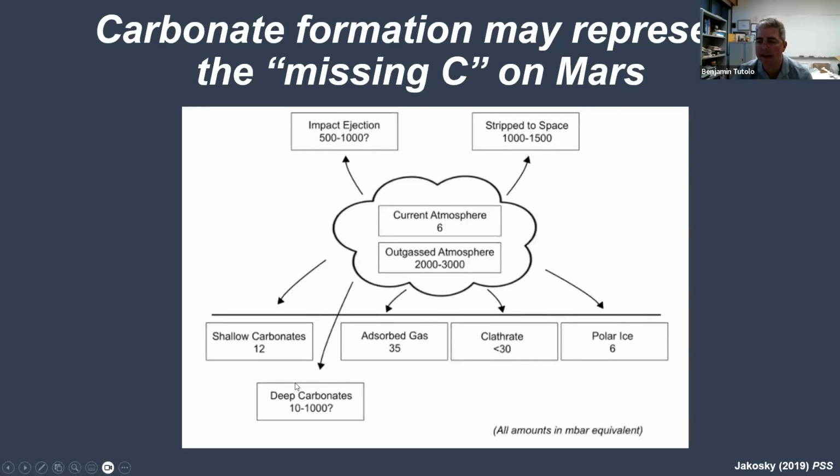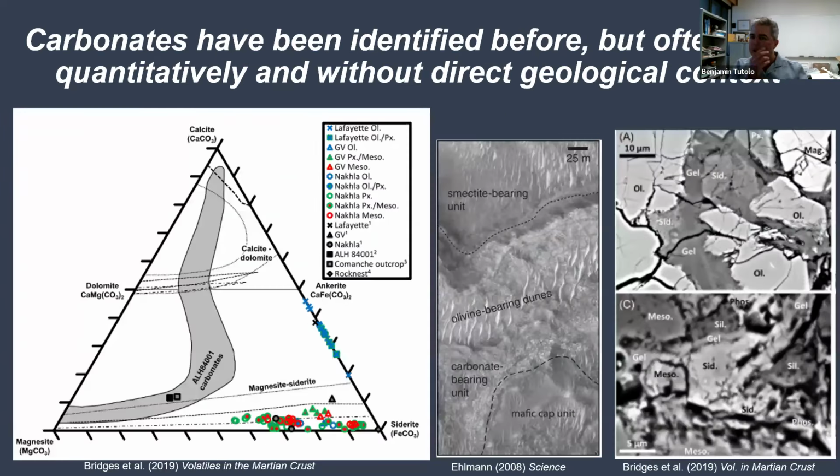Deep carbonates, this is hypothesized to exist in the deeper parts of the basaltic subsurface. And then these other ones, absorbed gas, clathrates, and polarize. I think the big thing here is that there's a large question mark on this carbonate. So how much carbonate has actually been formed, and how much of that can account for the initial CO2 endowment of Mars? And that's what we're going to be talking about today. That's the missing carbonate carbon.